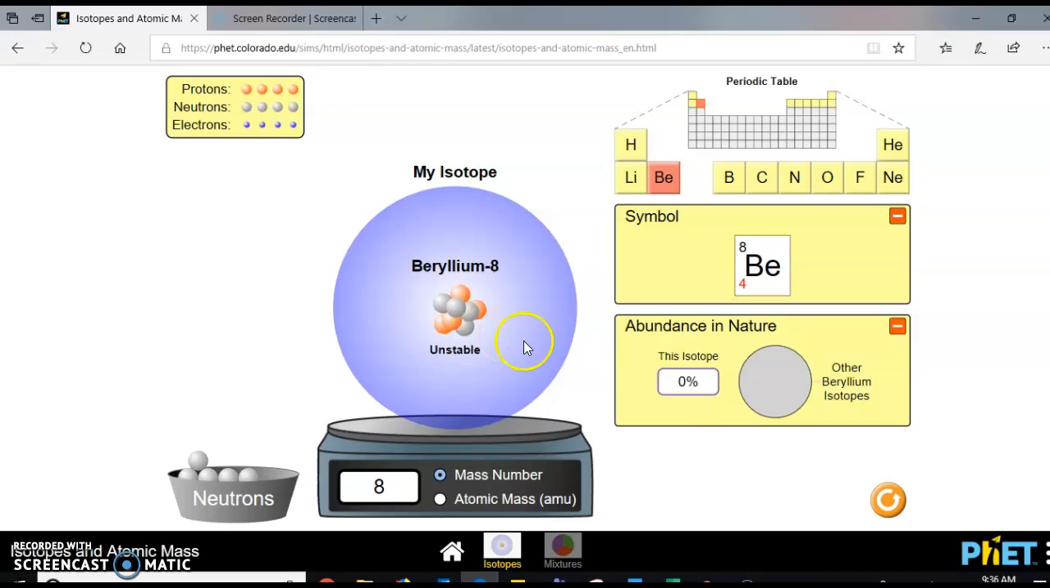Sometimes you do. In this case, this one is unstable. So beryllium 8 doesn't exist. There's 0% of it in nature. The atomic mass isn't going to register. If you want to start with that one, you can. If you want to start with the first stable one, that's fine too. Right? And then you want to keep adding neutrons.